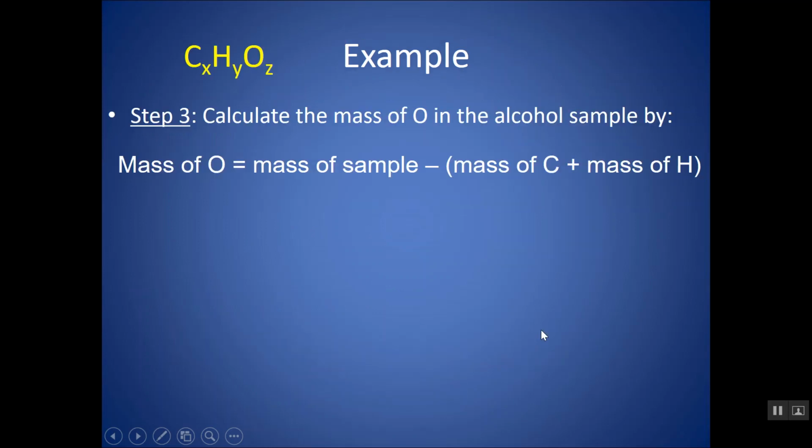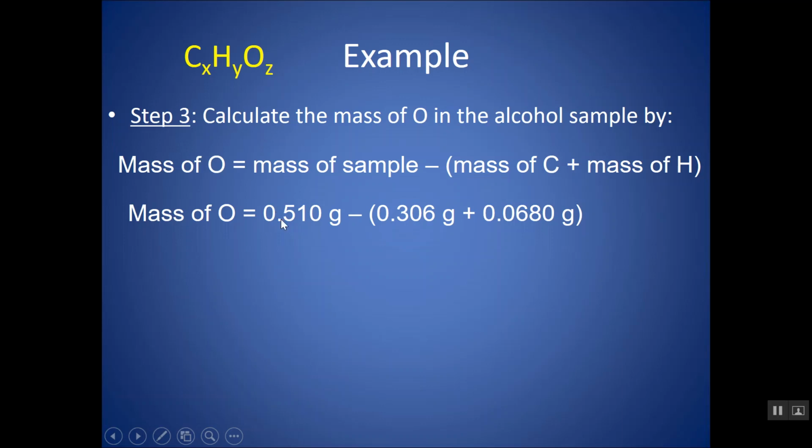Now I have, in my alcohol, the mass of C, I've calculated that. I have the mass of hydrogen, I've calculated that. But I'm missing the mass of oxygen. So it might come down to you missing the mass of just one element, and that's no big deal if you have the mass of the entire sample. I have the mass of the entire thing. If I subtract out the masses of carbon and hydrogen, then I'll be left with just the mass of oxygen.